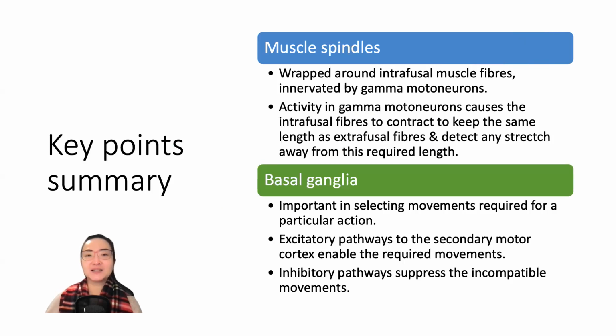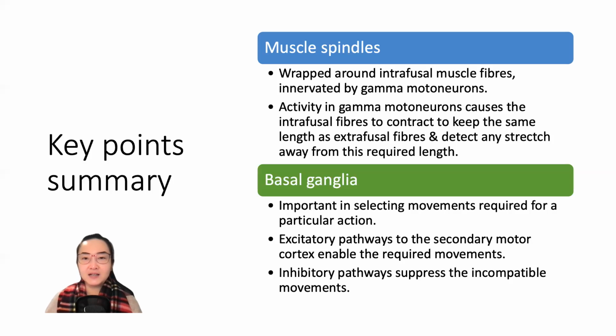Muscle spindles are wrapped around intrafusal muscle fibers, innervated by gamma motor neurons. Activity in gamma motor neurons causes the intrafusal fibers to contract to keep the same length as extrafusal fibers and detect any stretch away from this required length.